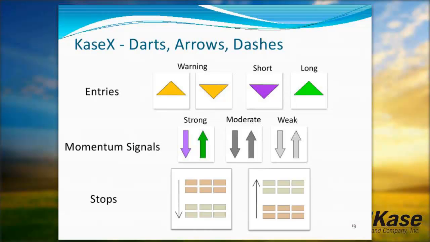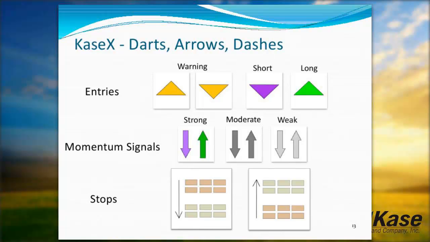So with that, let's go ahead and get started and just talk a little bit about the actual plots that we get when we're using KaseX. The entry signals consist of yellow triangles, or what we call darts. In KaseX, we call these darts. In Kase PrivateLabel, these will be diamonds. But nonetheless, the yellow or this gold color is a warning entry. If it's pointing up, it's a warning long. If it's pointing down, it's a warning short.